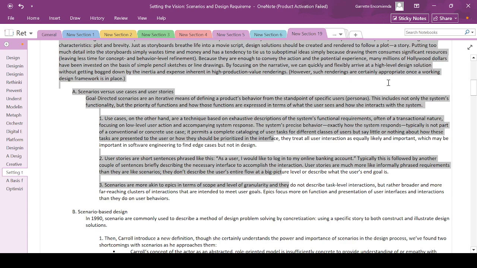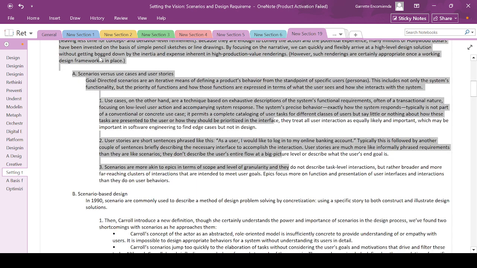However, such renderings are certainly appropriate once a working design framework is in place. So we only want to render that specific, such as changing a model or adding a text box, like we discussed in the last video, in which the synthesizer generator provided a new option to show a text using a full screen in a mobile app.